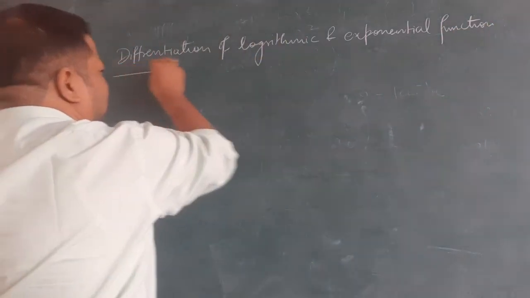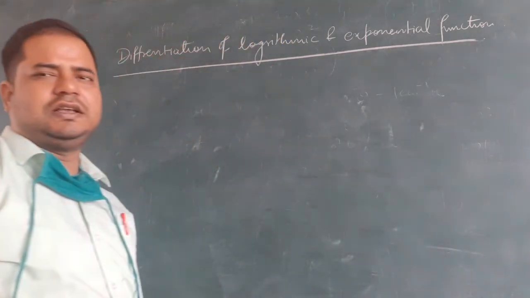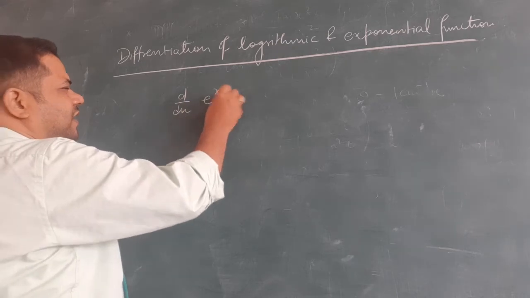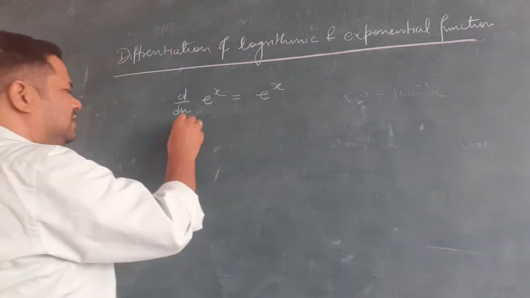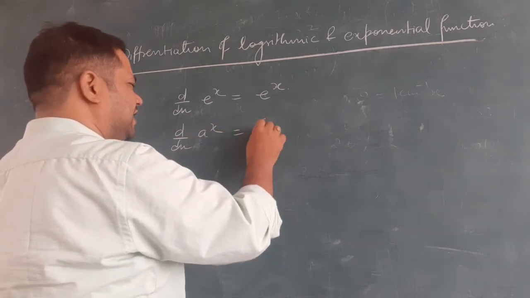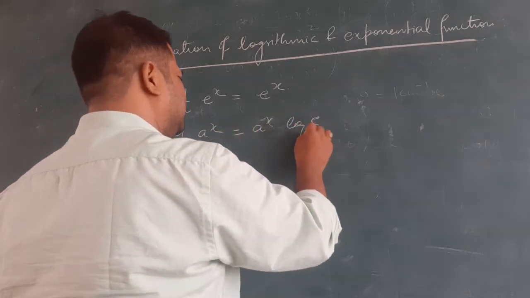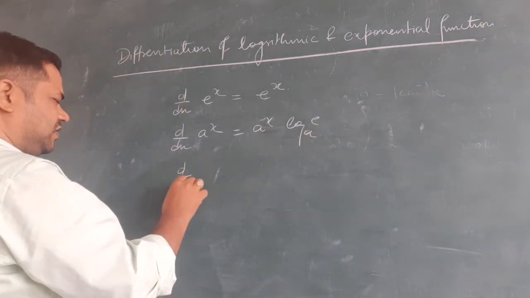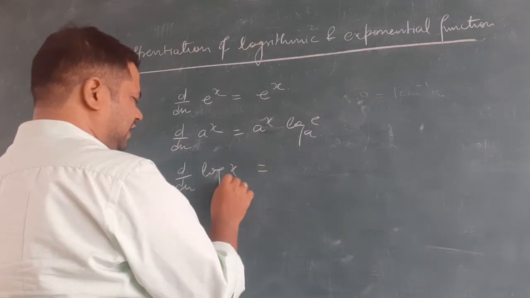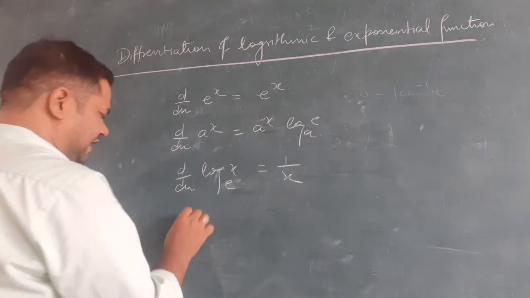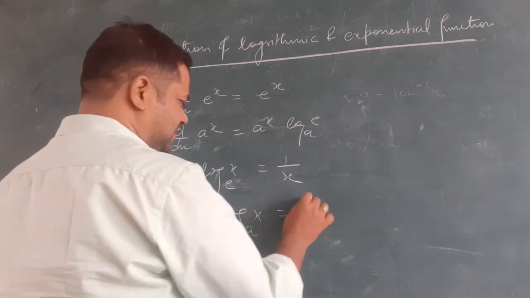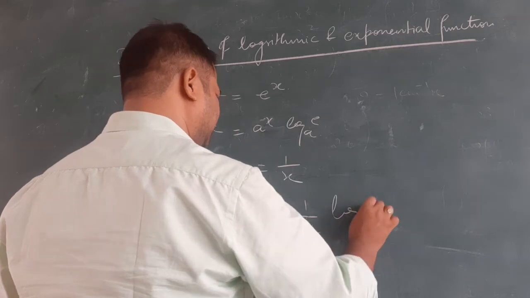Differentiation of logarithmic and exponential function. So you know very well d by dx of e power x, this is e power x. D by dx of a power x, this is a power x log of a base e. D by dx of log x base e, this is 1 upon x, and d by dx of log x base a, this is 1 upon x log a base e.